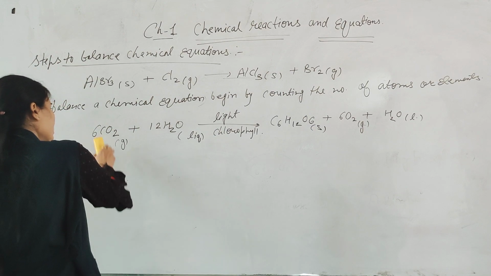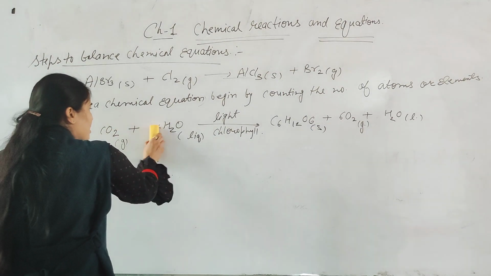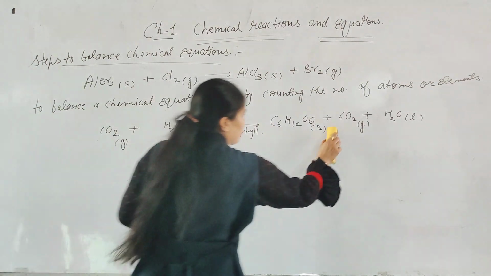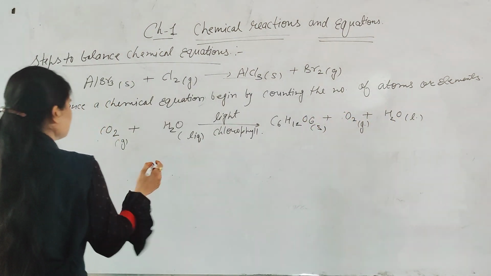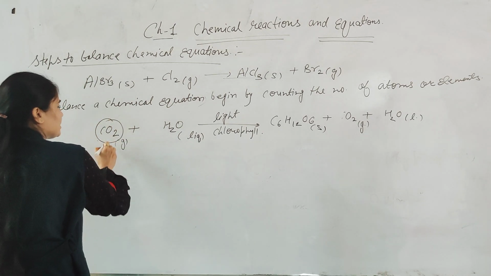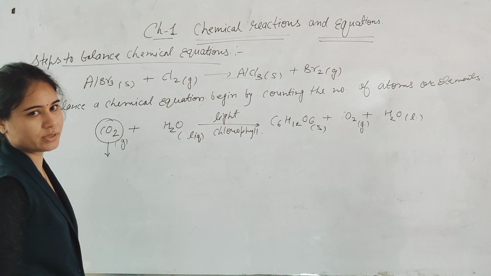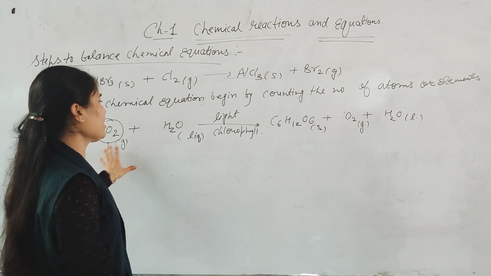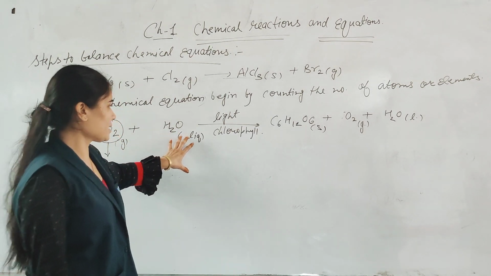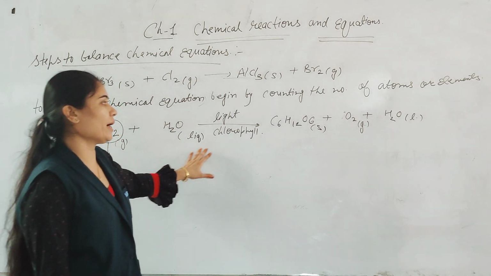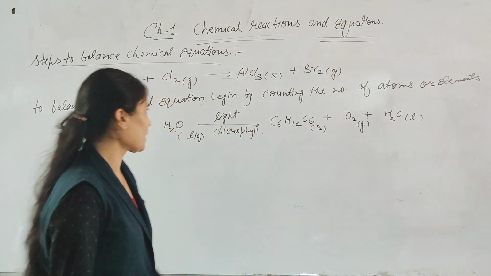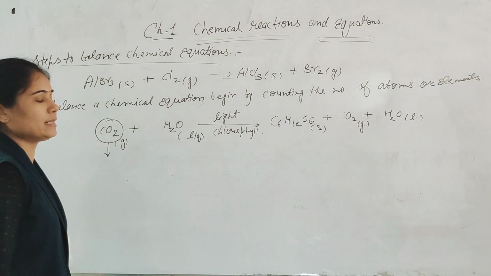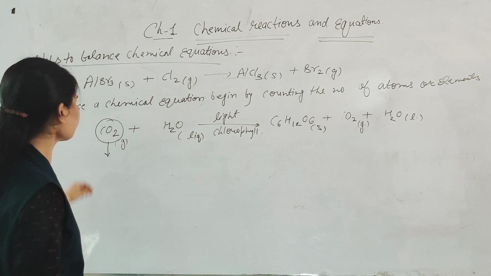I have already told you about this reaction in previous classes, in the reaction types. Just like this is a reaction, this is CO2, carbon dioxide. It is reacting with H2O, this is existing in liquid form, and the final product will be glucose, oxygen and H2. So, what exactly is balancing of a chemical equation?